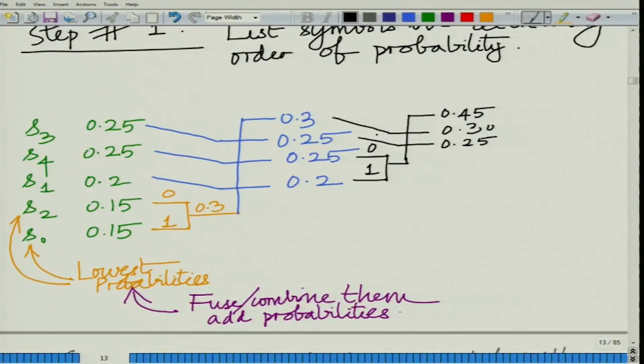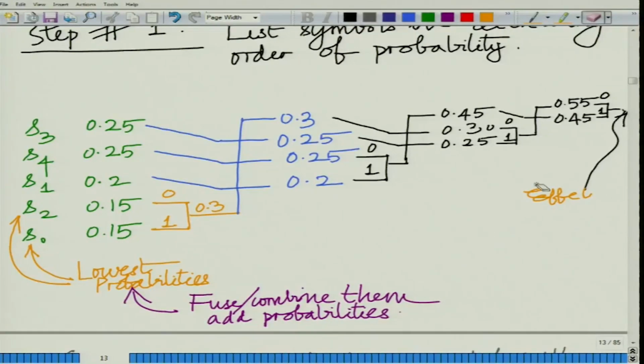Now the lowest probabilities are 0.3, which corresponds to, remember, the fused symbol S2 and S0, and of course S3 with 0.25. So now you fuse these two, 0.3 and 0.25, assign 0 to one branch, 1 to another branch. This becomes 0.55. You have 0.45, which is another fused symbol, and now when you fuse it, again you assign 0 to one branch, 1 to another branch, and then you get the effective fused symbol. This completes the algorithm.